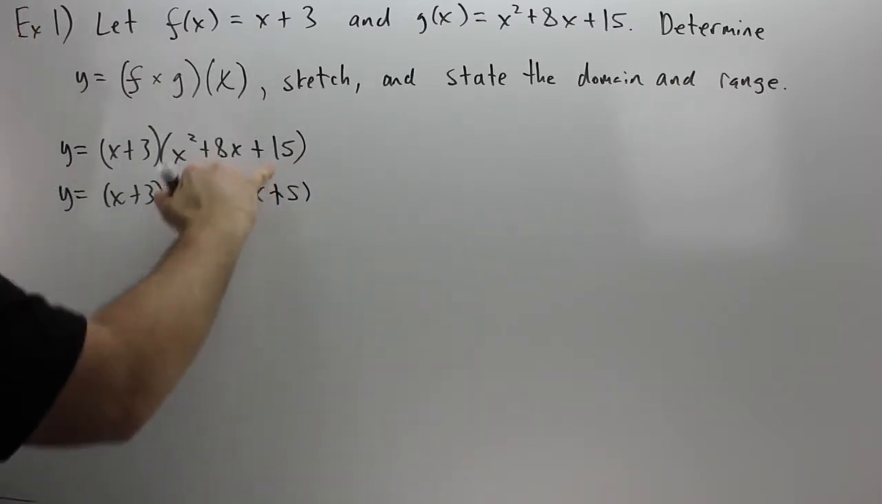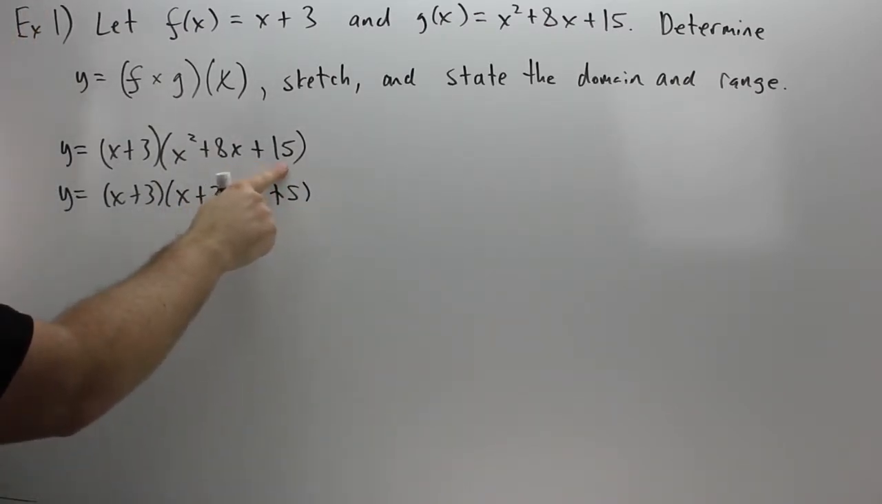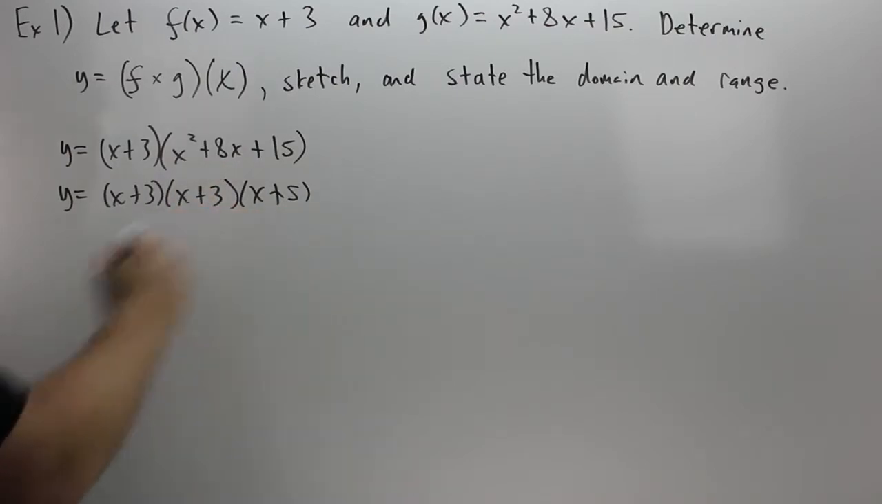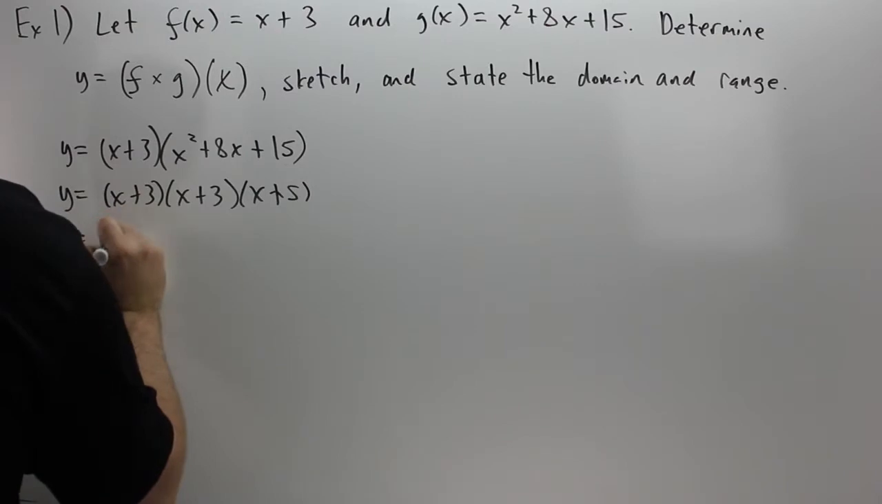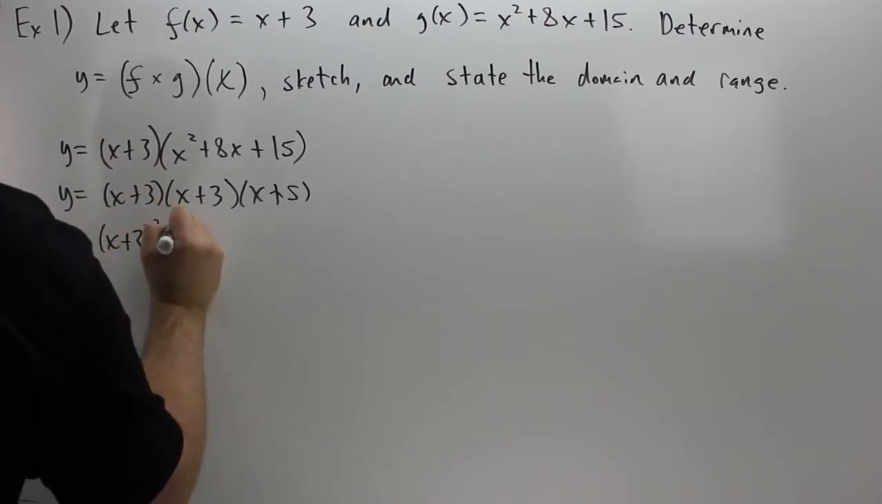If you're wondering how I turn this into that, it's because two numbers that multiply to 15 and add to 8 are positive 3 and positive 5. Then we have the extra x plus 3, so we can turn this into x plus 3 squared times x plus 5.